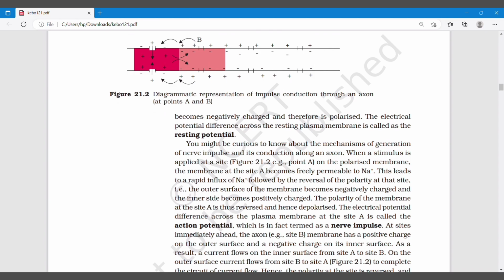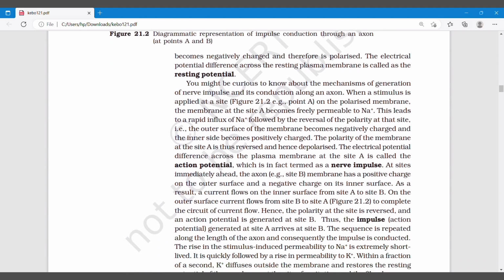At site A, immediately ahead on the axon, that is site B, the membrane has a positive charge on the outer surface and a negative charge on its inner surface. As a result, a current flows on the inner surface from site A to site B. On the outer surface, current flows from site B to site A. To complete the circuit of the current flow, the polarity at site B is reversed and the action potential is generated at site B. Thus, the impulse, that is the action potential generated at site A, arrives at site B. The sequence is repeated along the length of the axon and consequently the impulse is conducted.